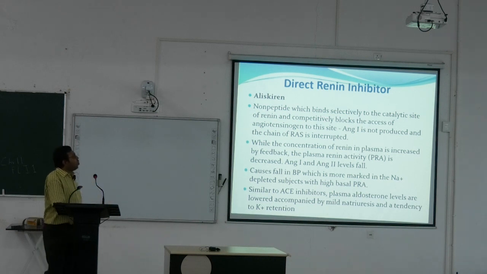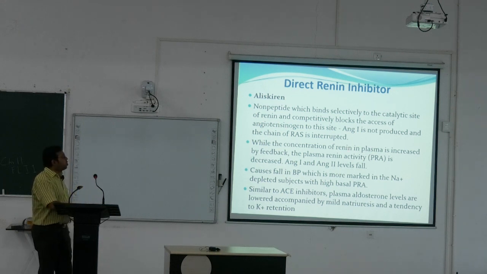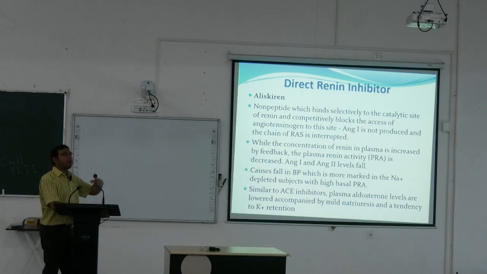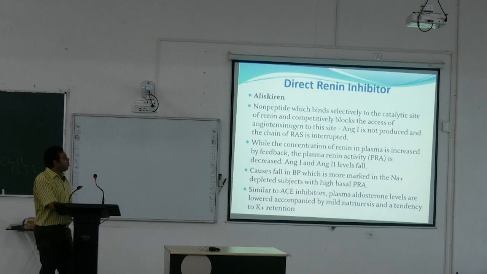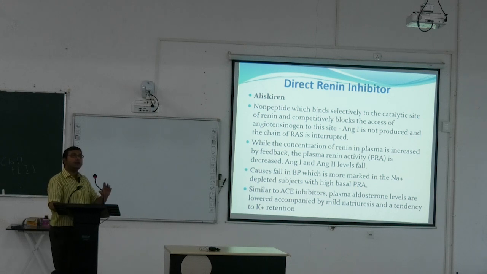Aliskiren is a non-peptide which binds selectively to the catalytic site of renin and competitively blocks the access of angiotensinogen to this site. That is, it directly inhibits renin. While the concentration of renin in plasma is increased by feedback, since it is blocked, the plasma renin activity is decreased. That is, the activity of renin is decreased in spite of the increased renin level. Angiotensin 1 and angiotensin 2 levels fall when it is used over a long duration of time.